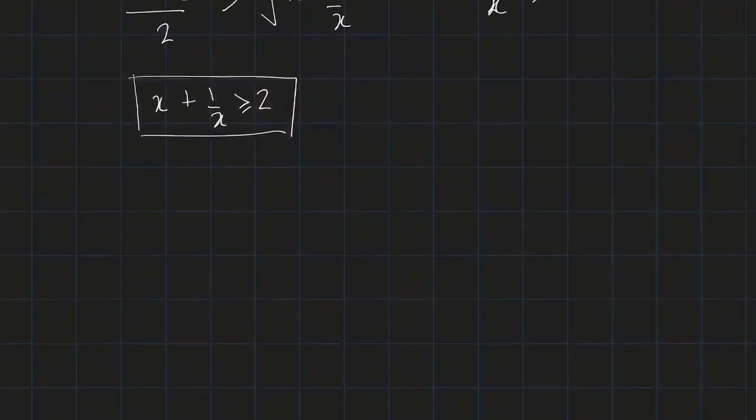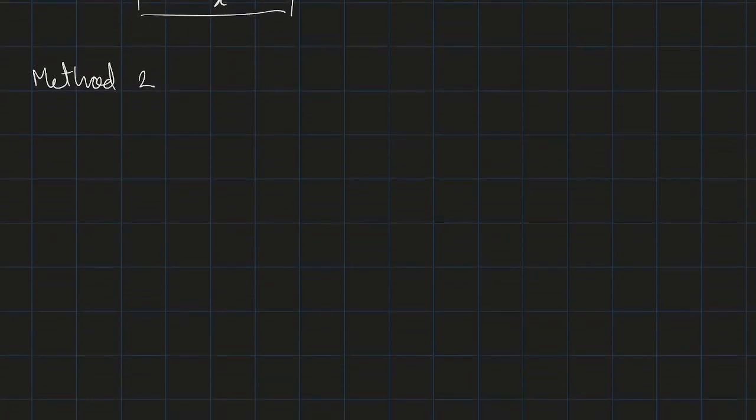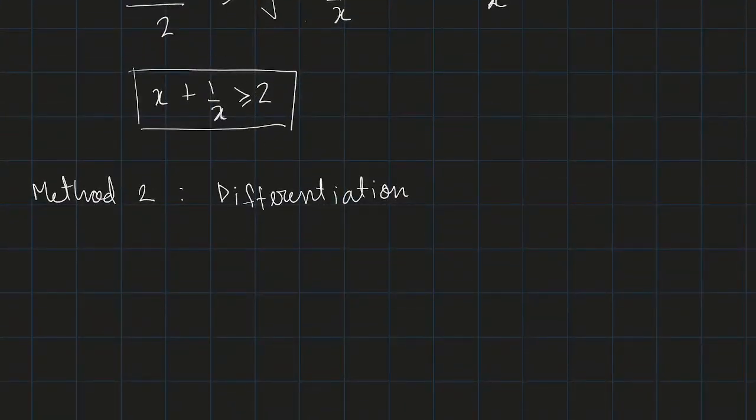Now let's do the same thing with method 2. That one is the maxima-minima method that we use to find the critical point. We use differentiation here, because I'm trying to find the critical point, so that I can see where I have the equality. I want to find the equality case, right?